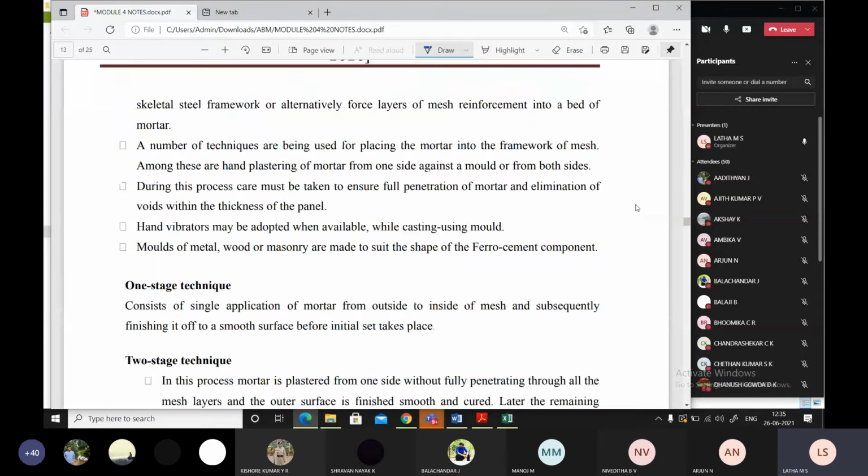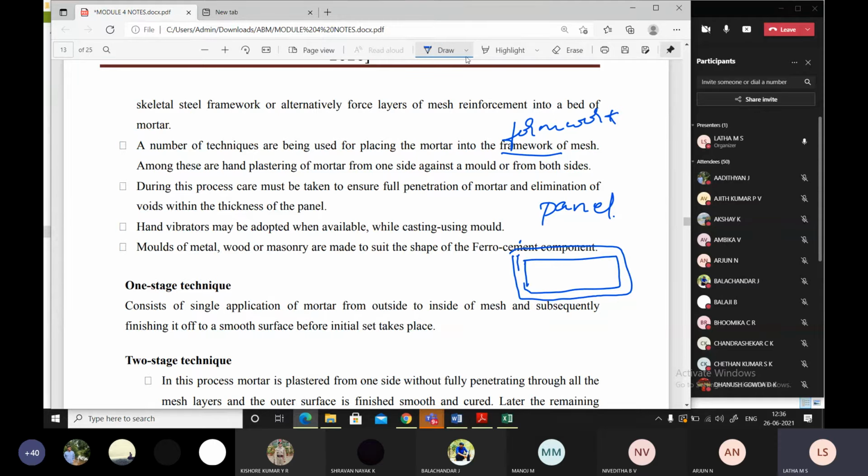ferro cement. So a number of techniques are used for placing the mortar, because if I have a skeleton, it is not enough. Sometimes I am supposed to use a formwork also. A framework has to be developed. For example, if I am talking about a panel, it is easy. But if I am constructing a rectangular panel, a rectangular box, then I have to prepare a mold or the formwork has to be done so that I can keep the mesh.